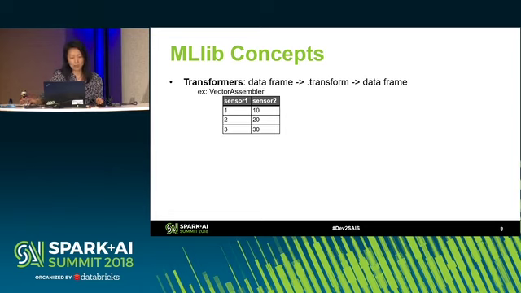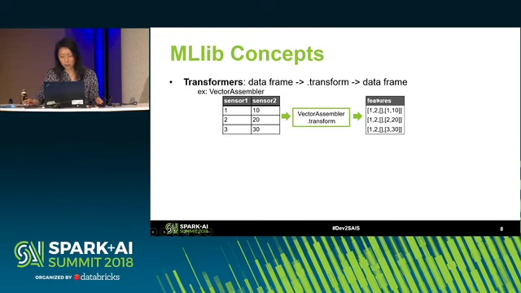Or in this case, let's say I have a column that represents sensor 1 and another column represents sensor 2. You cannot feed it directly to machine learning algorithms. It needs to be converted to a single column of vector. So how do you do that? You create a vector assembler, and you take this data frame and you transform it. The output is a single column of vector.